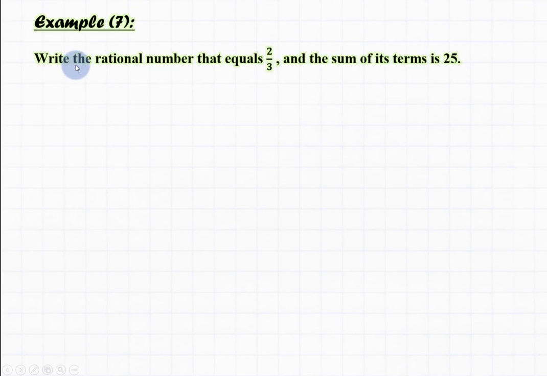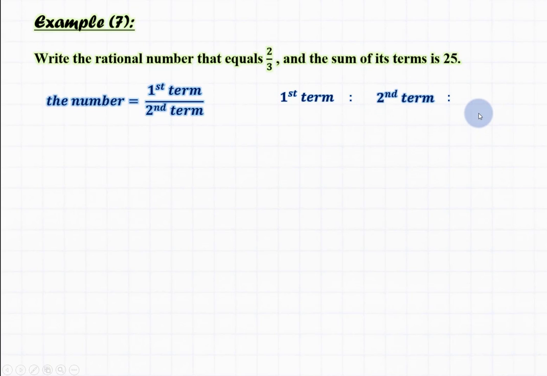Example number 7: write the rational number that equals 2 over 3 and the sum of its terms is 25. Any number, or any fraction or rational number, equals first term over second term, the numerator over the denominator. Okay, let's solve this example by the ratio: first term to second term to sum.